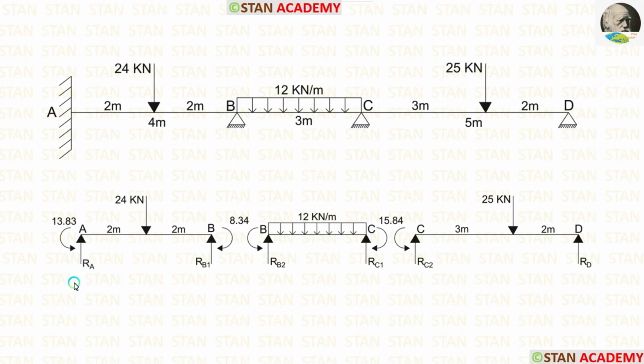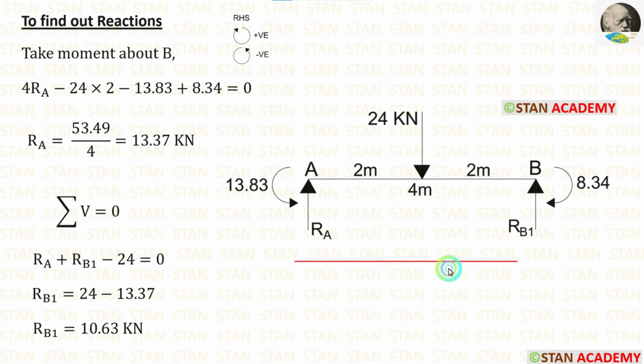First, let us calculate the reactions in the span AB. In the span AB, there are two moments, MA and MB. In this span, first I am going to calculate RA. For that, I am going to take moment about B. In this case, I am moving towards right hand side. Clockwise will be positive and anticlockwise will be negative.